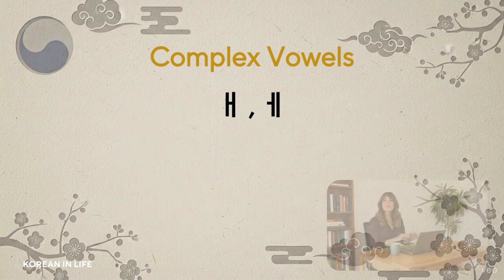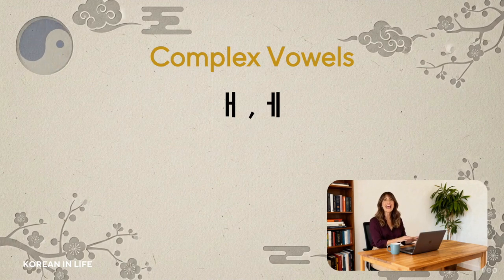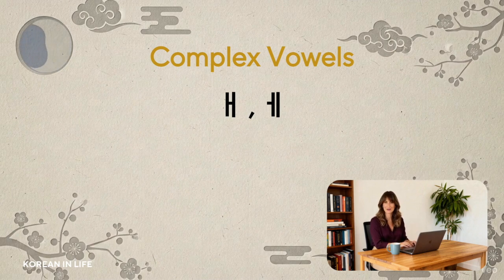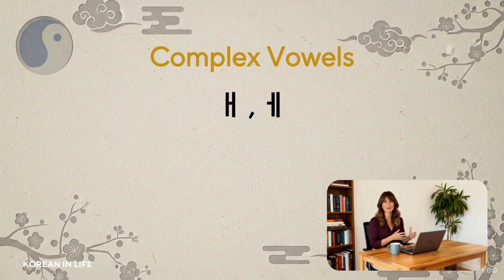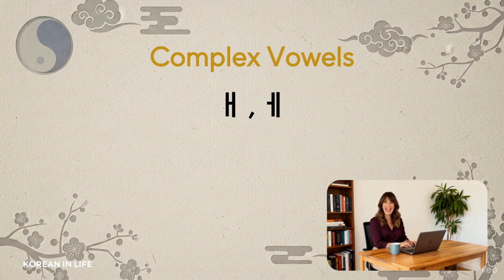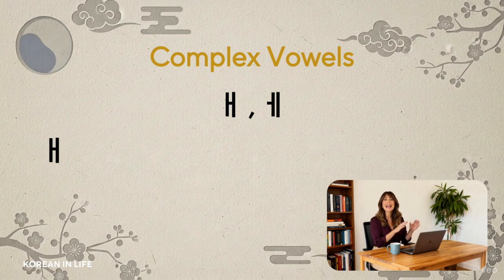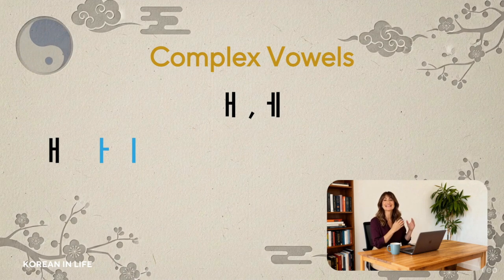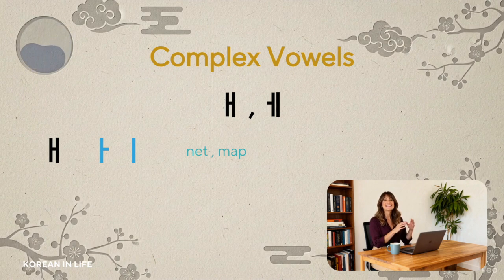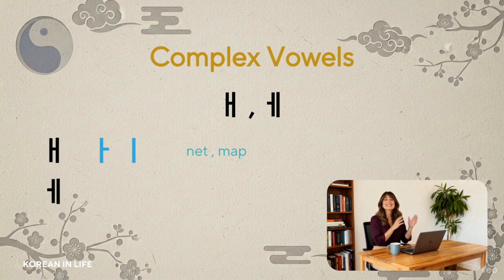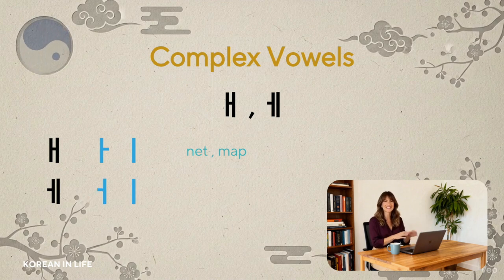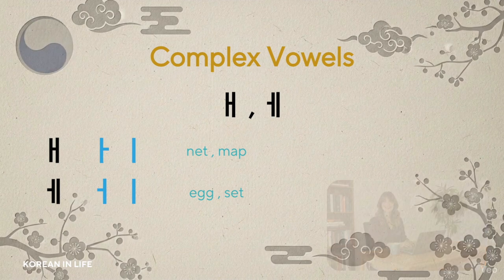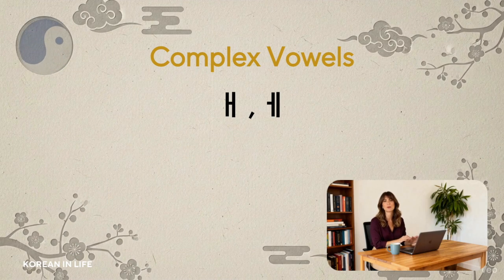Let's look at them. First, let's talk about the sounds. These two are very common. In modern Korean, they sound almost identical. The first one is e. This is made by combining a and e. It sounds like the e in net or map. The second is e. This is made by combining a and e. It sounds like the e in egg or set. Yes, they sound the same to most people.